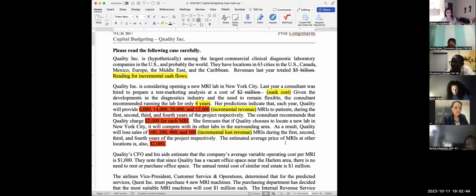Okay, so there's a lot of detail here. Don't let that overwhelm you. We're going to separate everything with colors. Okay. So I used red for a reason.